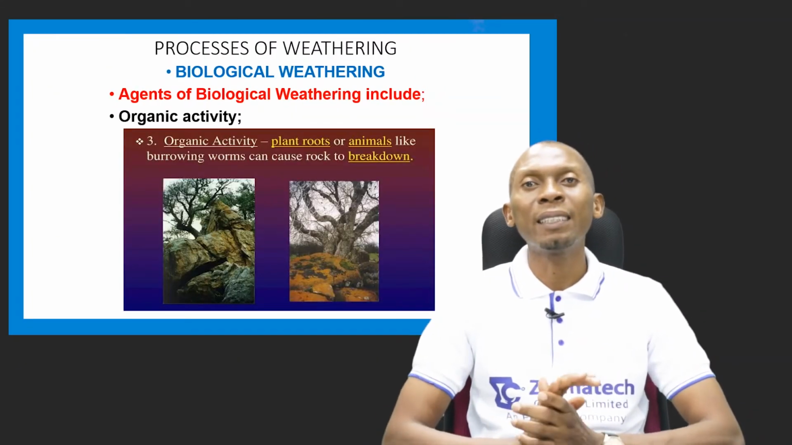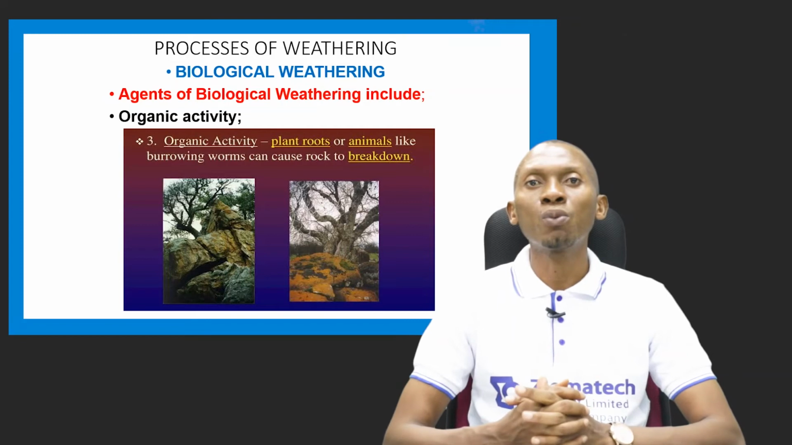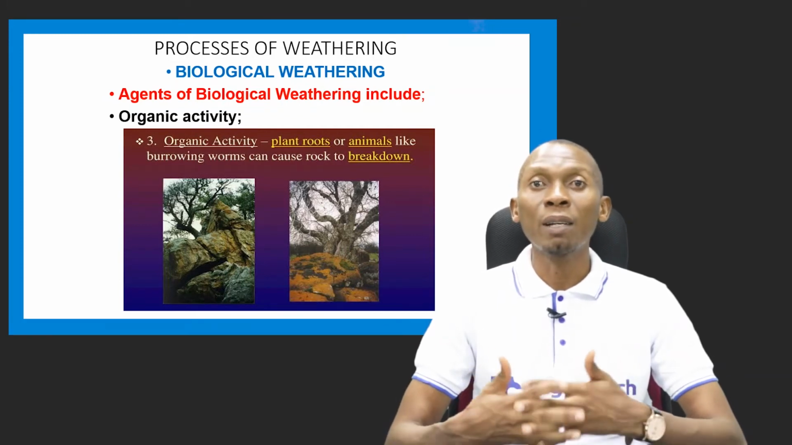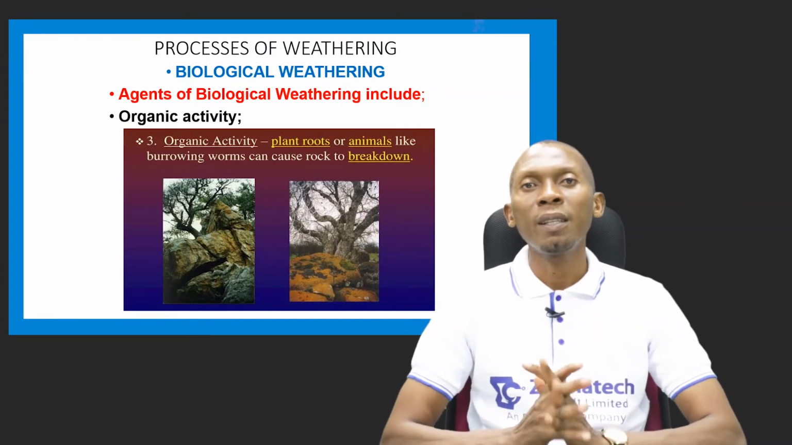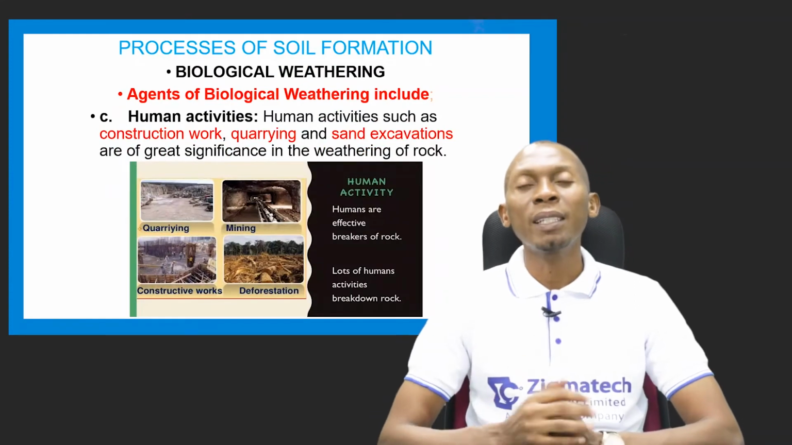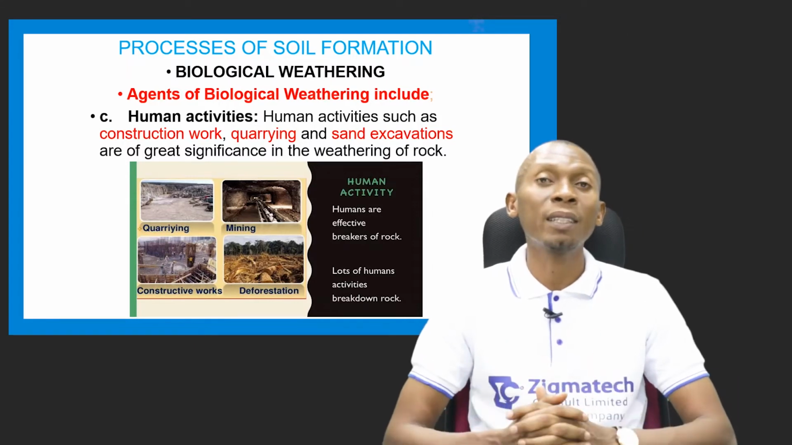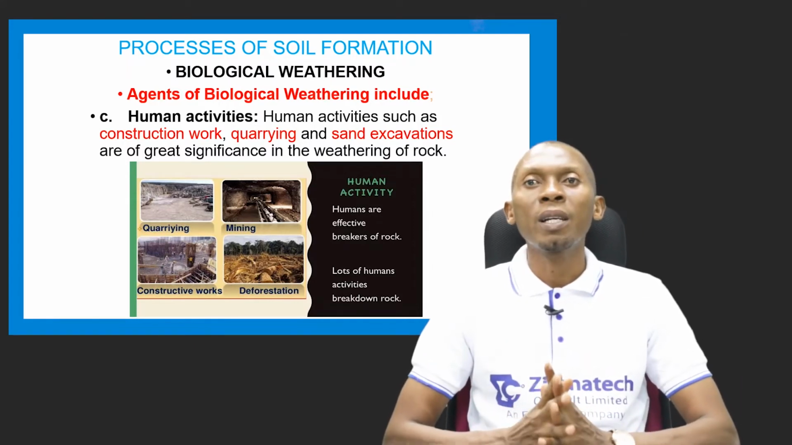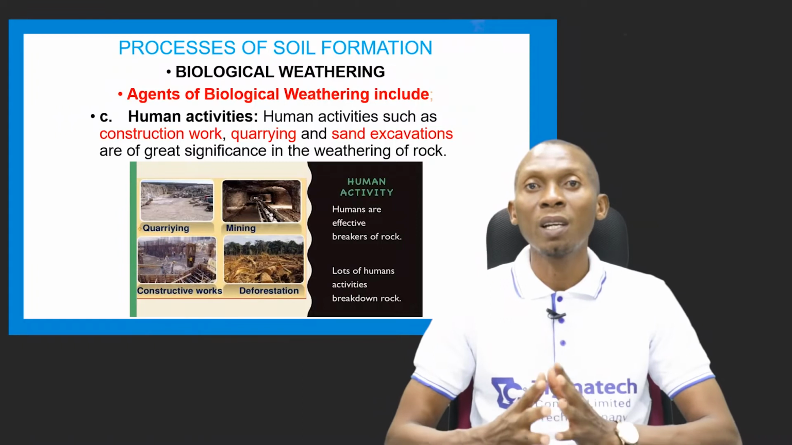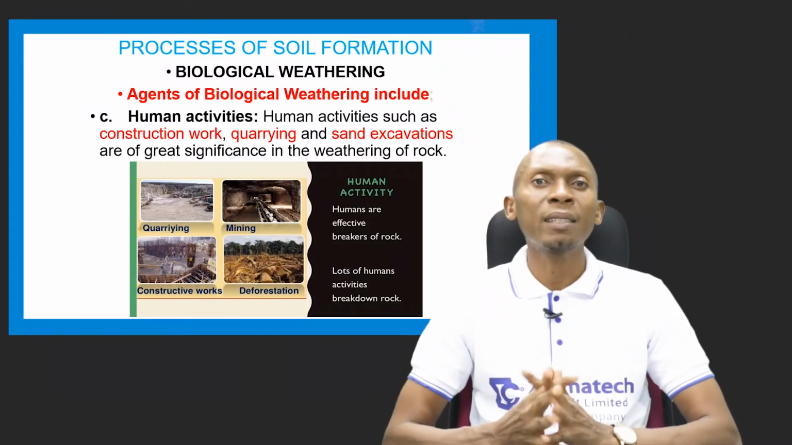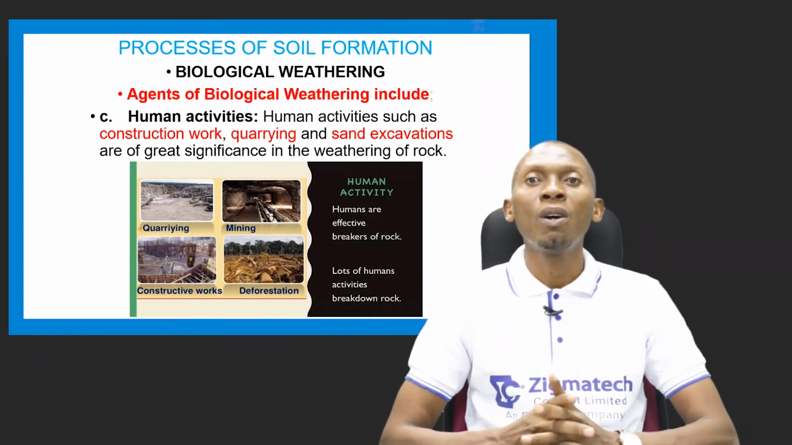We have organic activities. Now this has to do with plant roots. You can see that these plant roots, or animals like burrowing worms, can cause these rocks to break down, and this will eventually lead to soil formation. Human activities are another agent of biological weathering. Now how do human activities cause weathering? You can see construction works, quarrying, which has to do with the breaking of rocks, and also sand excavation, which have great significance in the breaking down of rocks.